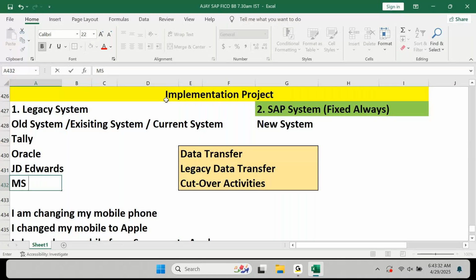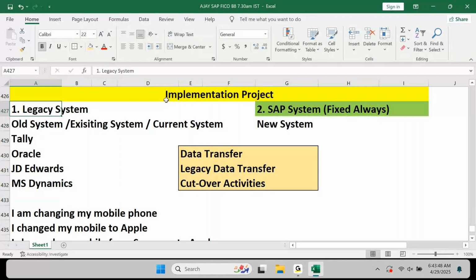MS Dynamics. Alright, there are so many applications in the market for accounting other than SAP. It can be any application. That is why we are talking about legacy system.